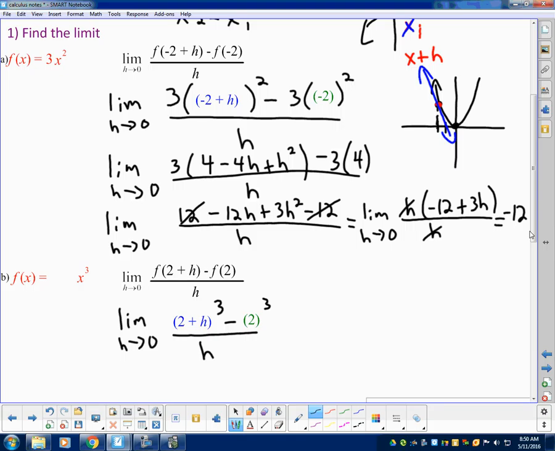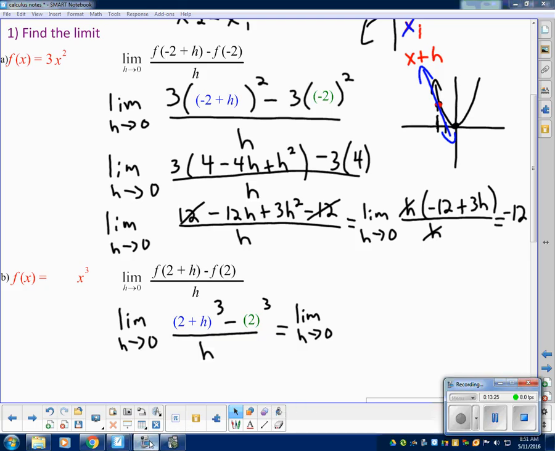Remember how to expand 2 plus h cubed? This could be on your final. This is something that could be. Remember we talked about 1 minus h to the 4th? Same idea? How do we expand 2 plus h cubed? Use Pascal's triangle would be one way to do it, yeah. So we have the limit as h approaches 0 of whatever we get when we expand out 2 plus h cubed. So let's go ahead and expand that out.